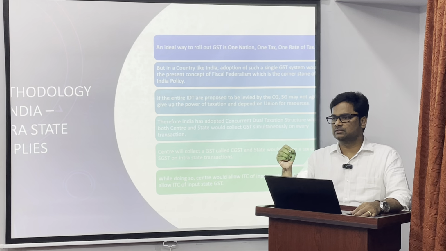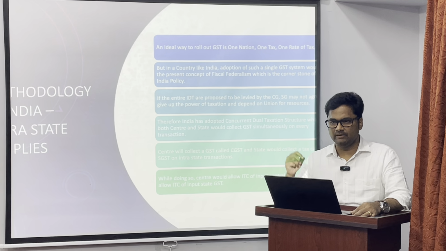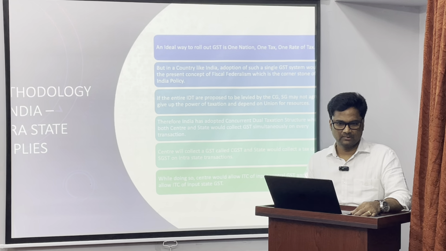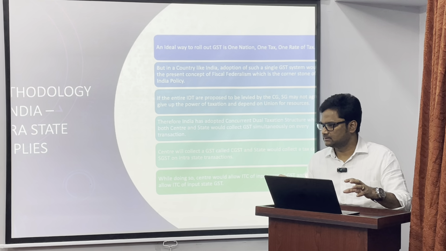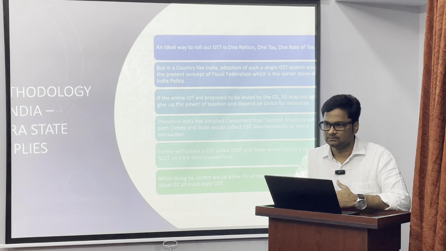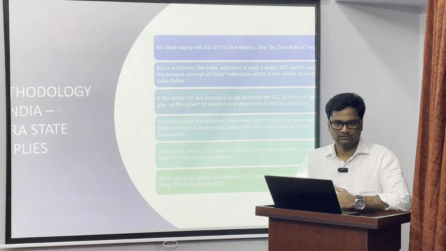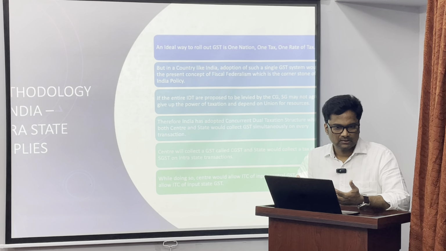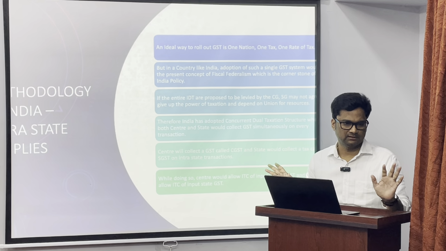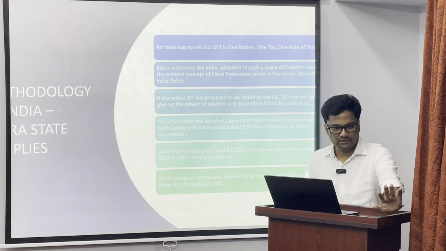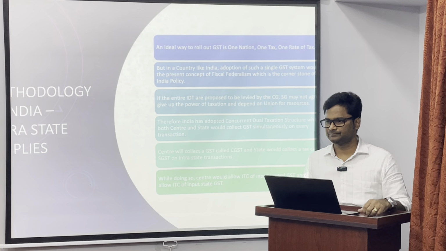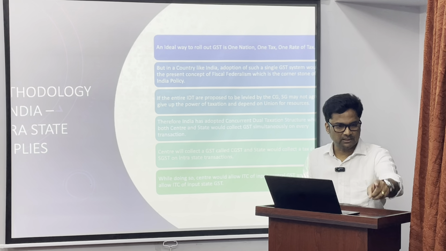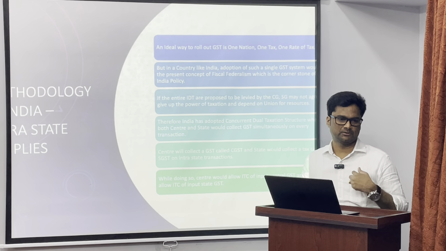So let us say the example that we have taken with an 18% rate of tax. Now both have to levy, right? Both have to share this tax revenue. Then in what proportion? Next question. What is the proportion? Okay, chalo, 50-50. 50% to you, state government, 50% to me, central government. So 9% to you, 9% to me.